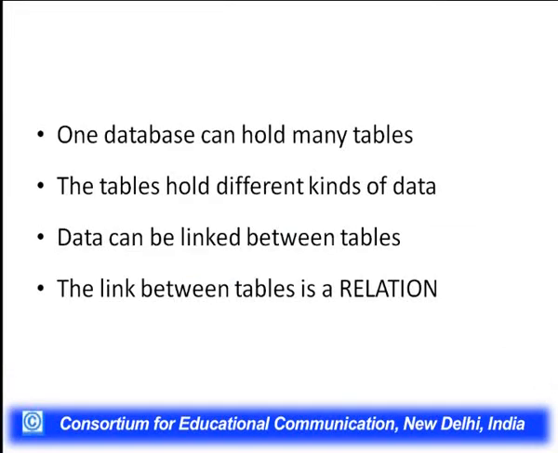So, one database can hold many tables. The tables can hold different kinds of data. Data can be linked between the tables, and the link between the tables is known as a relationship. Now, different tables are related to each other with a common attribute. That common attribute is one single element in each of the tables which belongs to some other table. So, this common attribute actually acts as a link between the two tables. This is known as the key attribute. We will be discussing keys in a short while.